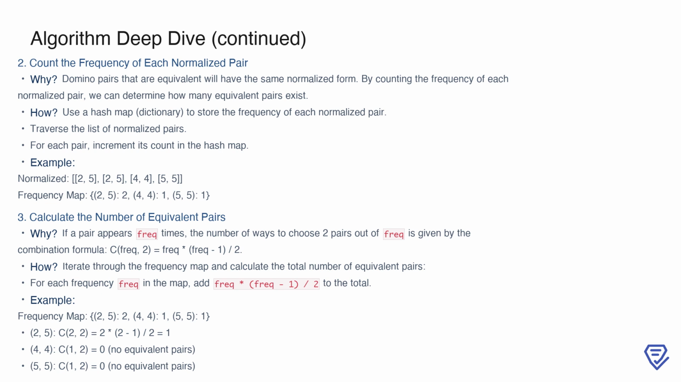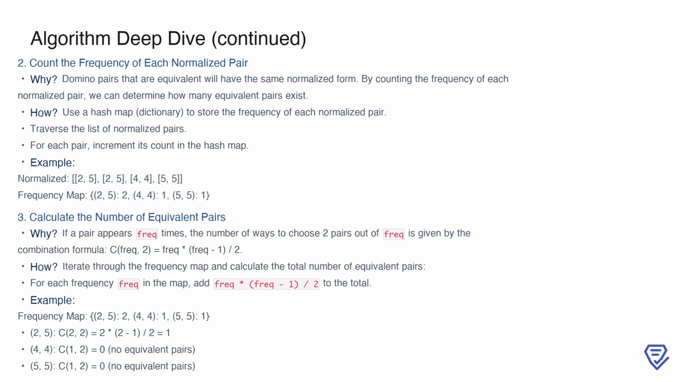For example, from our normalized input [2, 5], [2, 5], [4, 4], [5, 5], we construct a frequency map. [2, 5] appears twice, [4, 4] appears once, and [5, 5] also appears once. The resulting frequency map is {[2, 5]: 2, [4, 4]: 1, [5, 5]: 1}. Once we have the frequency map, we can calculate the number of equivalent pairs.